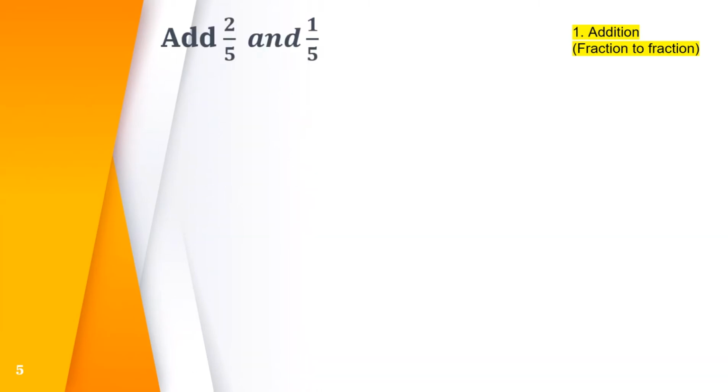So let us start with addition of fraction to fraction. Add 2/5 and 1/5. So 2/5 plus 1/5 equals, first add the numerators, 2 plus 1. So 2 plus 1 equals 3.